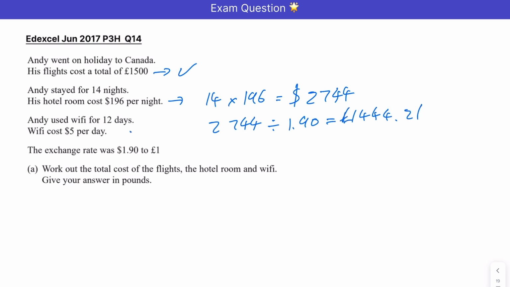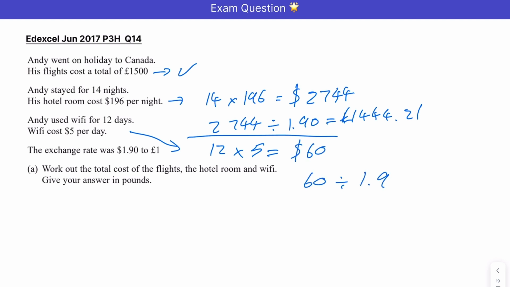And then the exact same thing here. Wi-Fi is used for 5 days. So we know that 12 times 5 is 60, which is $60. And again, 60 divided by 1.9, and that will give me the price in pounds, which is £31.58.